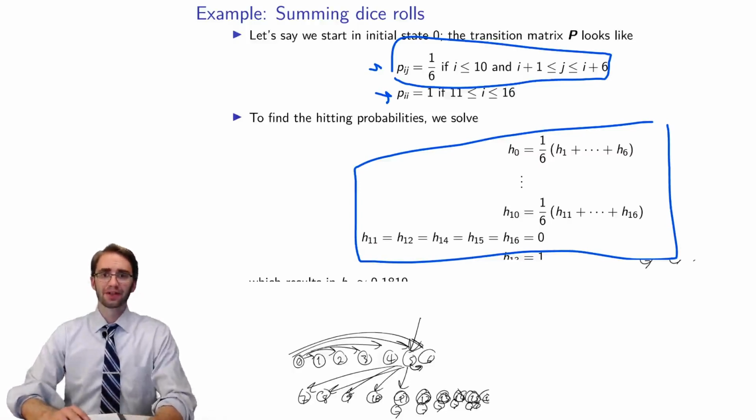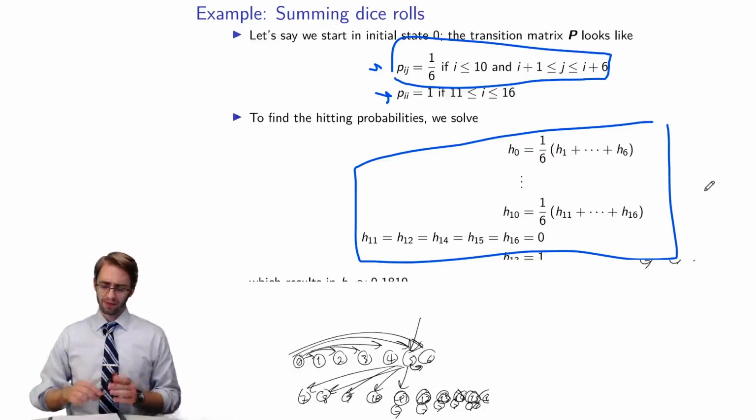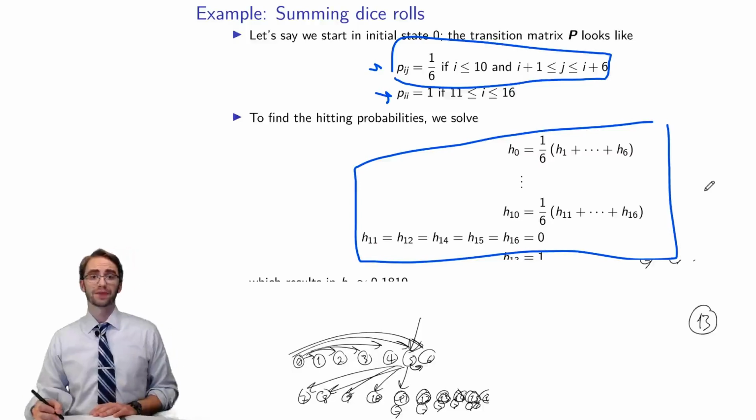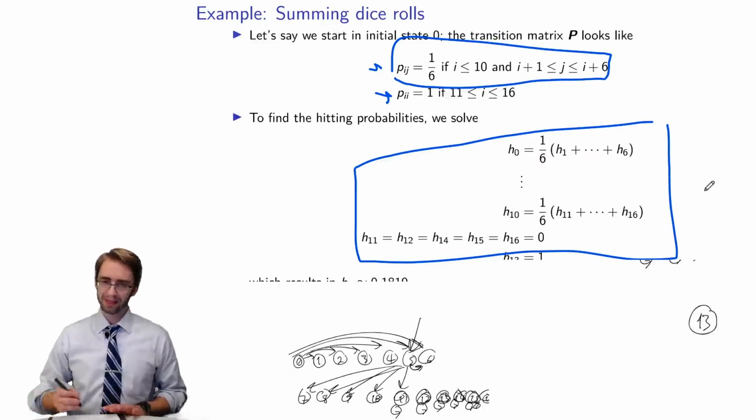So the smallest entry is H6, which is 0.1421, and the largest entry is H7, which is 0.2647. And so actually, let's draw this. Remember, the question that we're interested in is, what is the probability that you eventually land on state 13? That's the one that we're interested in.